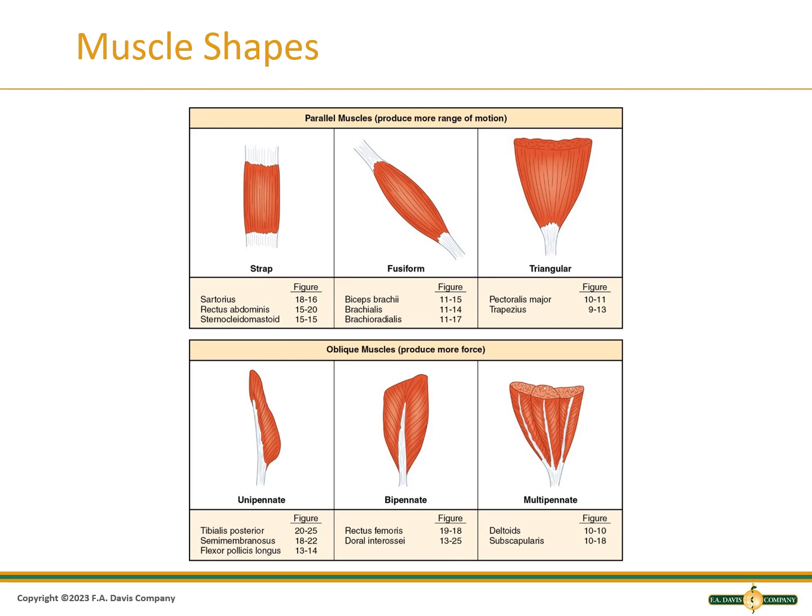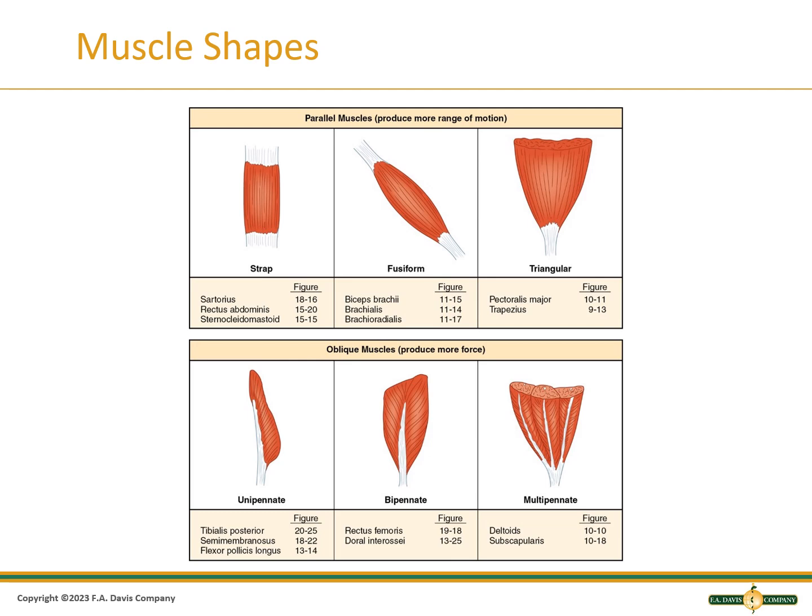Looking at each one, we have strap muscles, which are long and thin with consistent width along the entire span. We can see examples of this in the body in sartorius, rectus abdominis, and our sternocleidomastoid. Fusiform muscles are wider in the middle of the muscle and tapered at each end, like what we see in the biceps, brachialis, and brachioradialis. Our triangular shaped muscles are flat and fan shaped with fibers radiating from a narrow attachment point, such as our pec major and our trapezius.